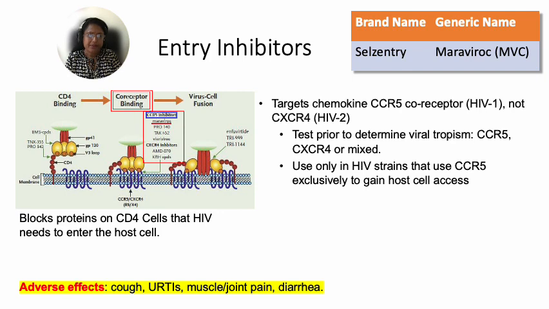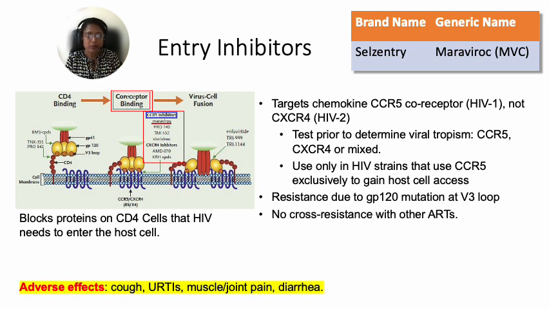So now for Maraviroc. It targets the CCR5 co-receptor in the HIV-1 type of virus, but not in HIV-2. So CXCR4, it cannot bind to it. Therefore, you need to do a test before giving Maraviroc to determine viral tropism. If it is mixed, it would not be as effective. So use only in HIV strains that use CCR5 extensively to gain host access. Resistance would be due to a mutation in GP120 or the V3 loop. No cross resistance is observed across the classes of antiretroviral drugs.